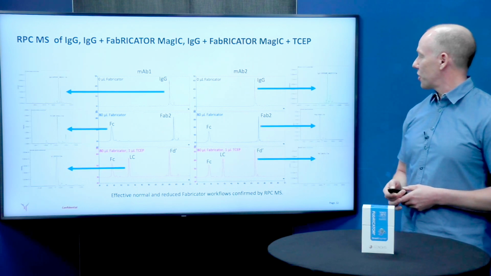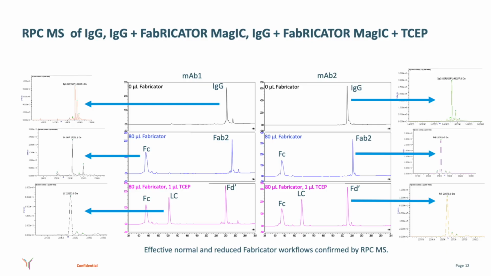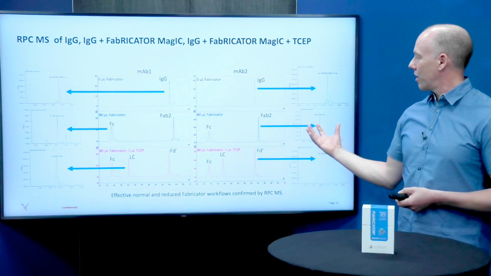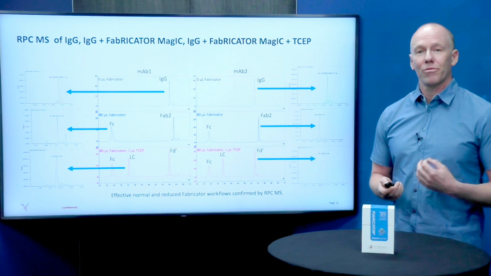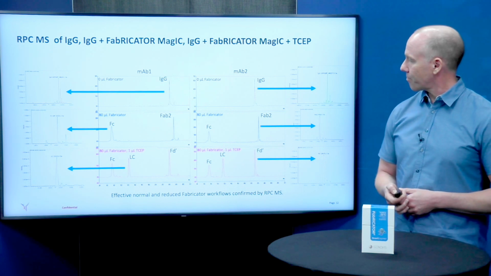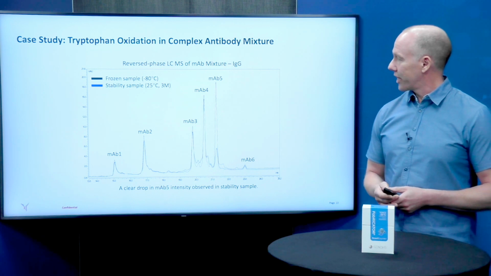And here, these are just examples of the masses. You can see the intact around 150, Fab2 around 98 kilodalton, FD prime around 25, LC around 23. So because we have the MS readout, we are very confident that this is a very effective way of preparing your sample. So moving on to a case study.